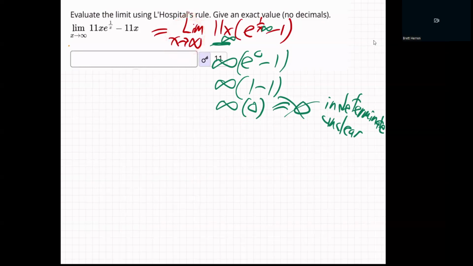Anything times 0 is 0. But it's not exactly 0, right? X is just headed to infinity, which means this is 1 over a very large number getting closer and closer to infinity, which means this is close to 0. e to the 0 is close to 1, and 1 minus 1 is close to 0. But it's not exactly 0. It's just really, really tiny times something that's really, really big.